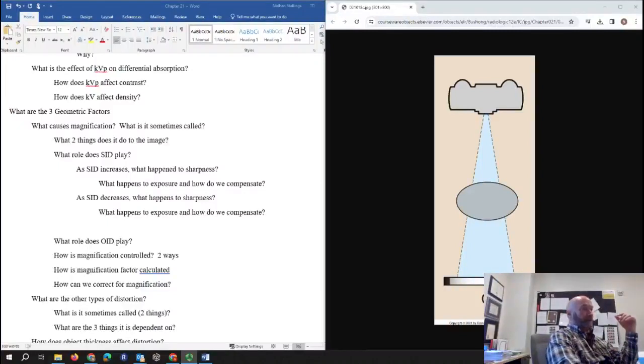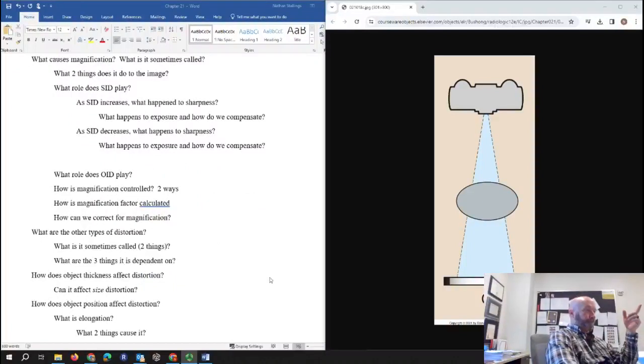So our other types of distortion, we've got elongation and foreshortening, sometimes called unequal magnification. The things that cause distortion would be image receptor angulation, central ray angulation, or angulation of the body part. So what we want is our central ray and our image receptor to be perpendicular to each other, and we want our anatomy parallel to our image receptor, so also perpendicular to our central ray.